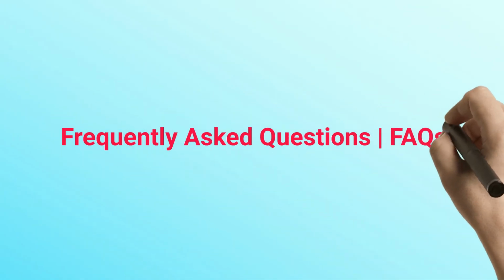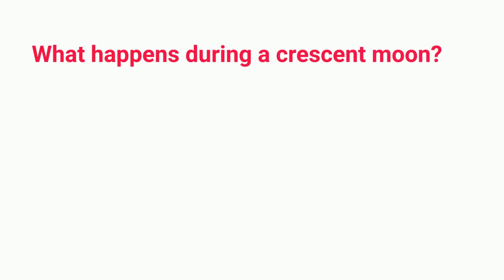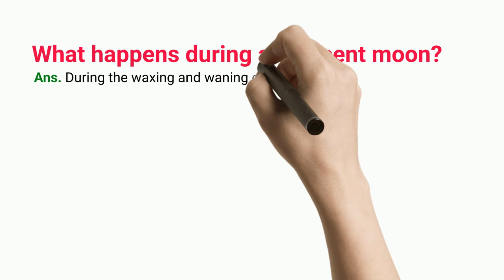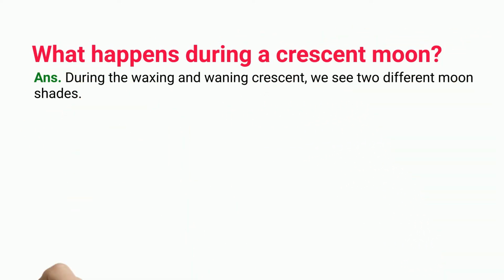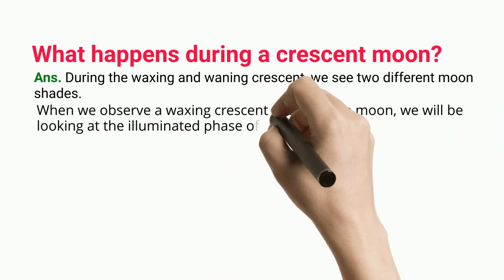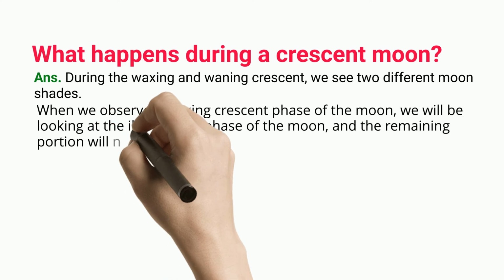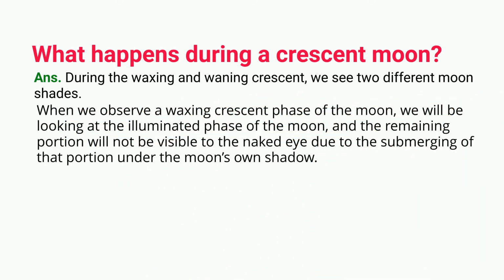Frequently asked questions (FAQs). What happens during a crescent moon? During the waxing and waning crescent, we see two different moon shades. When we observe a waxing crescent phase of the moon, we will be looking at the illuminated portion of the moon, and the remaining portion will not be visible to the naked eye due to that portion being submerged under the moon's own shadow.